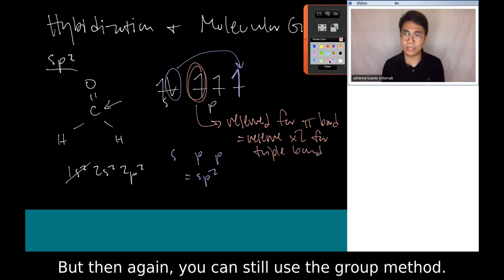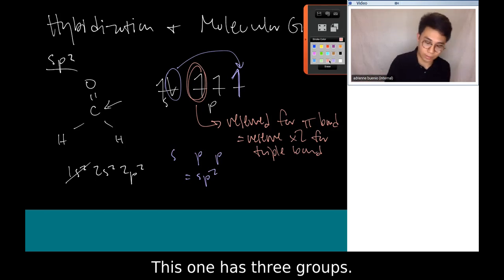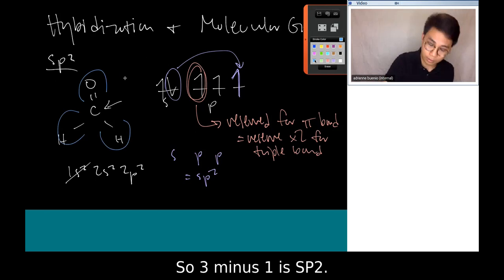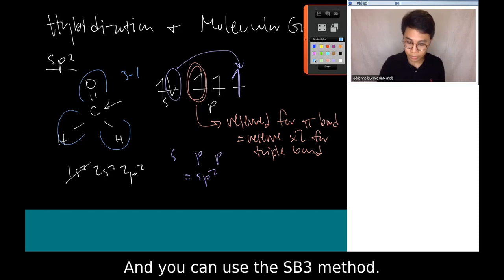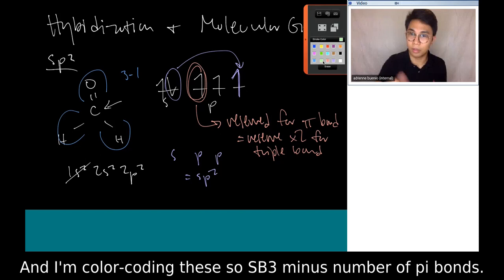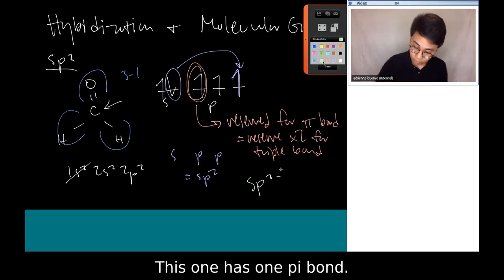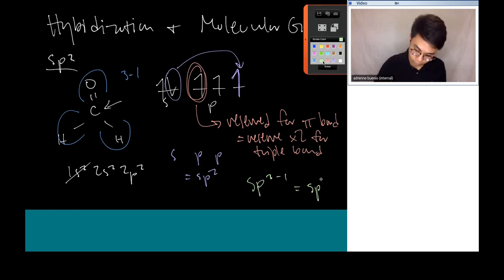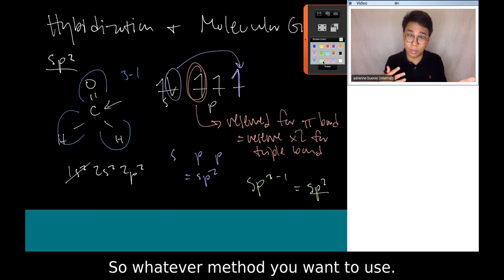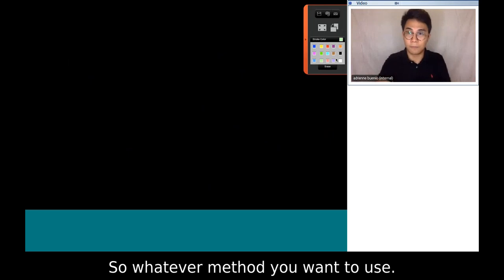But then again, you can still use the group method. This one has, right, three groups. So 3 minus 1 is sp2, right? And you can use the sp3 method. And I'm color coding these, so sp3 minus number of pi bonds. This one has one pi bond, so we have sp2, right? So whatever method you want to use.